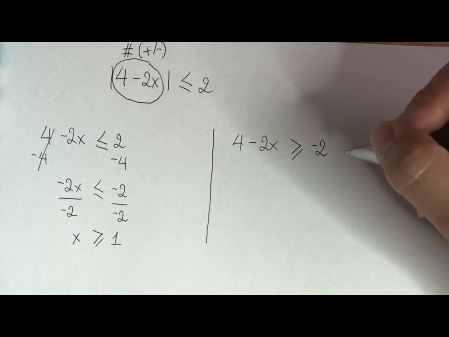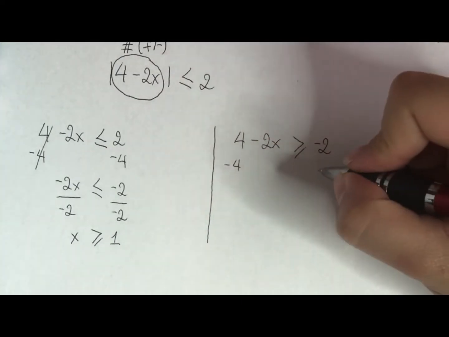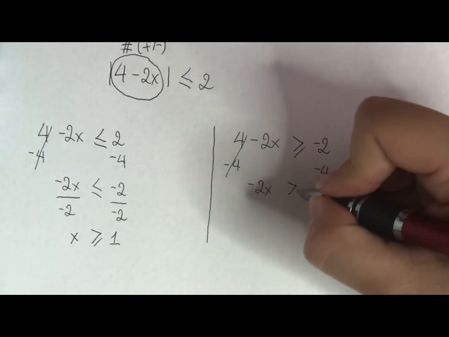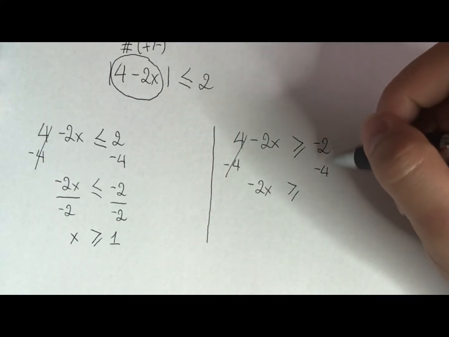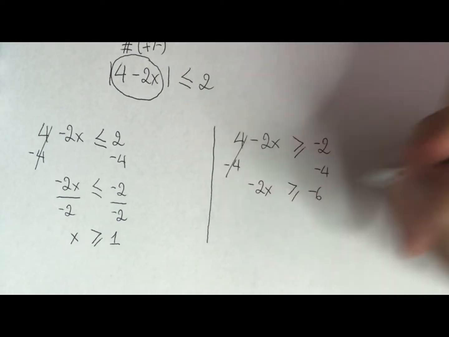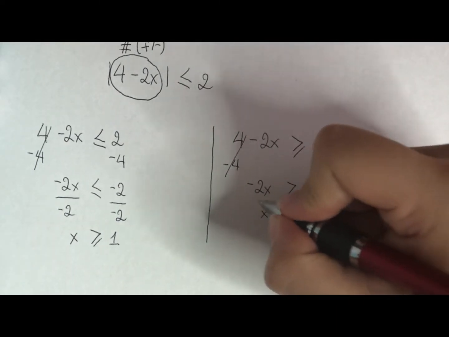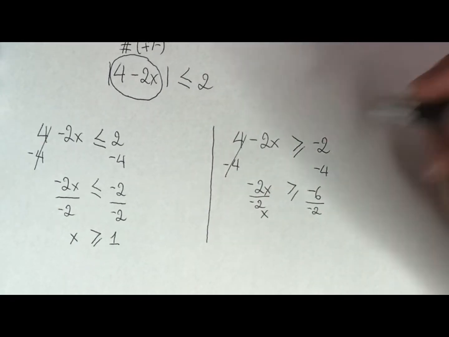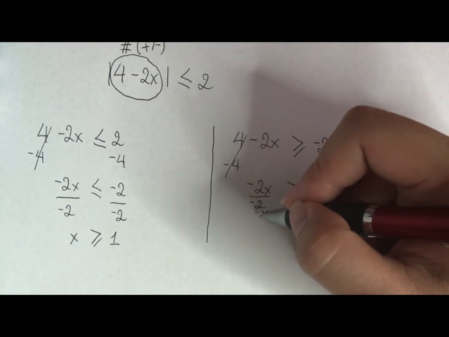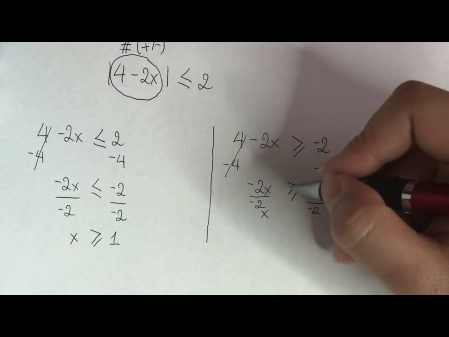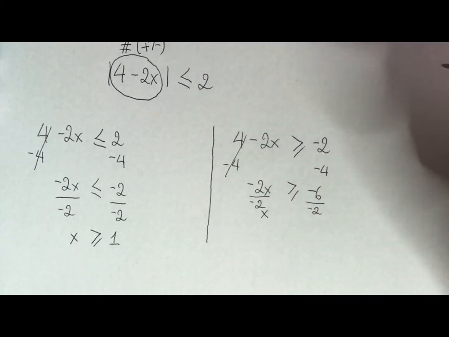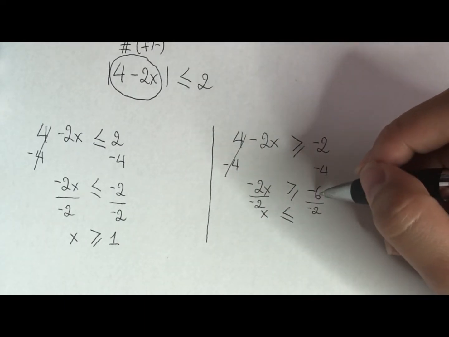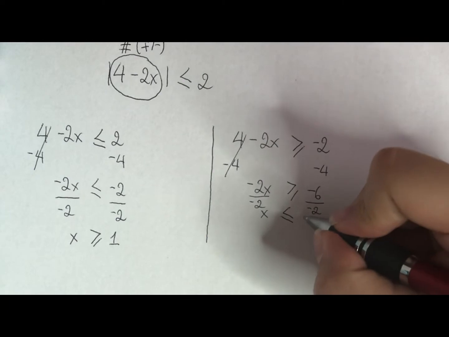So we're going to solve the other side. Again, we're going to subtract 4 on both sides. So we have negative 2x is greater than or equal to negative 2 minus 4, which is negative 6. And then again, you're going to divide by negative 2. Negative 2 divided by negative 2 is just 1x, and remember to flip the sign because we're dividing by a negative number. Negative 6 divided by negative 2, the negatives cancel out. 6 divided by 2 is just 3.